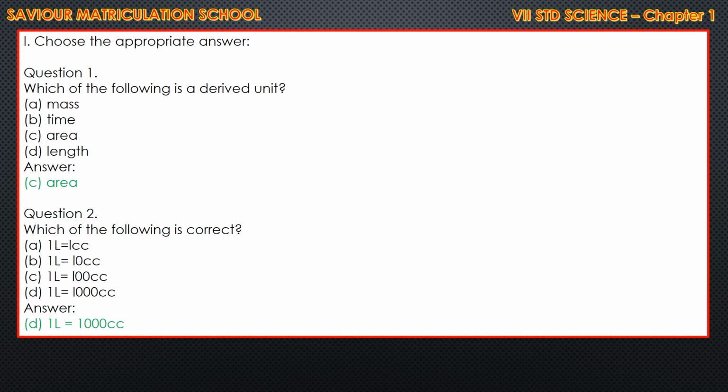Choose the correct answer. So the first question is, which of the following is a derived unit? 4 options are given there: mass, time, area, and length. And the correct answer is C, area.